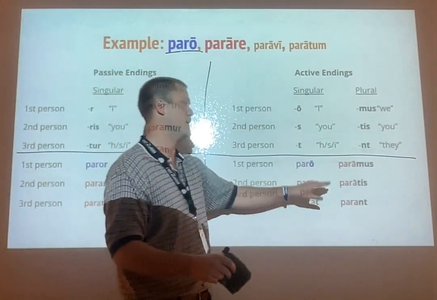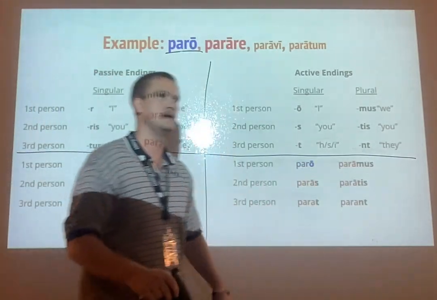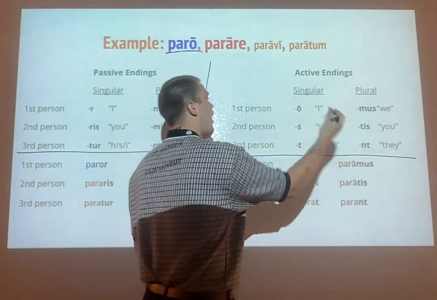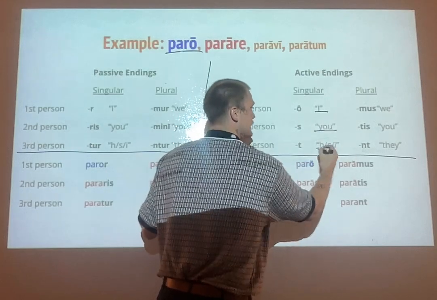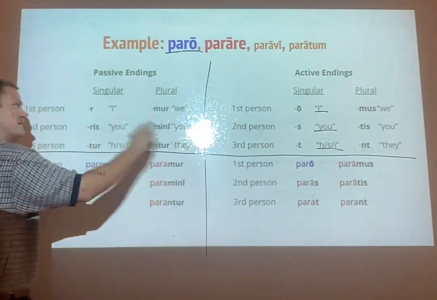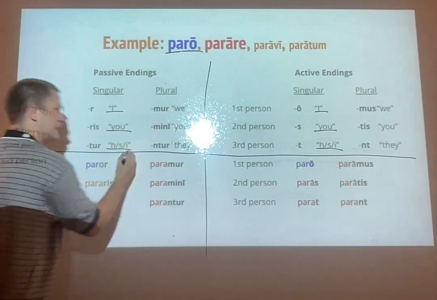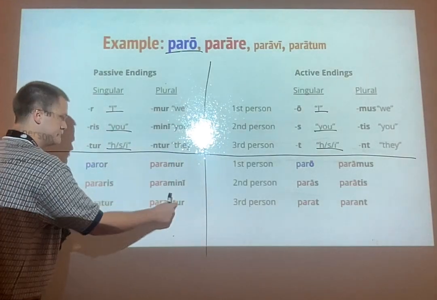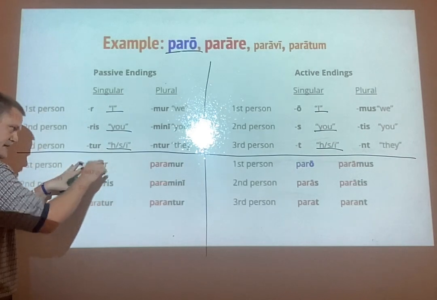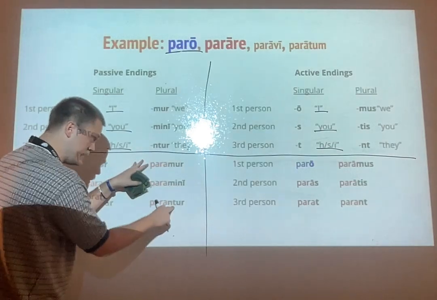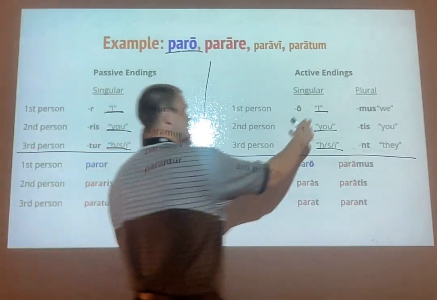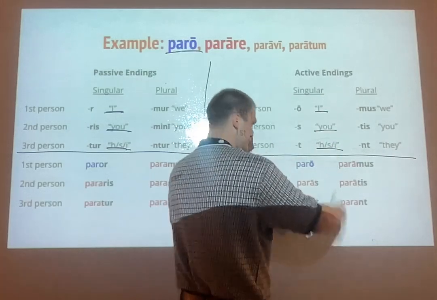Just like you learned the active endings, -o, -s, -t, -mus, -tis, -nt. Guys, these spots, the first person singular, second person singular, third person singular, will always mean I, you, he/she/it. It doesn't matter what the endings are. If you are conjugating in the exact same order, first, second, third singular, first, second, third plural, no matter what the endings look like, they will always mean the same thing: I, you, he, she, it. Even if it's passive, they will still mean I, you, he, she, it as in the active.